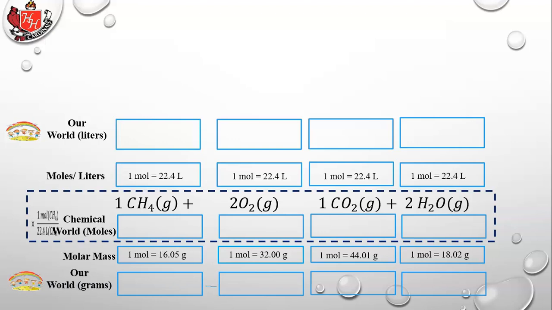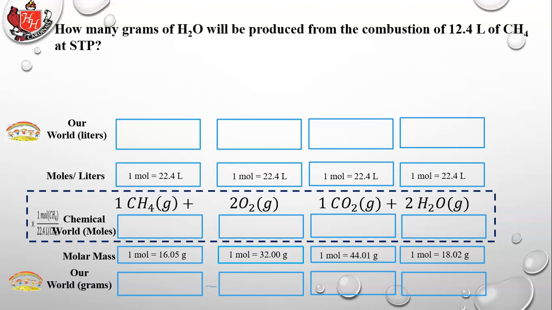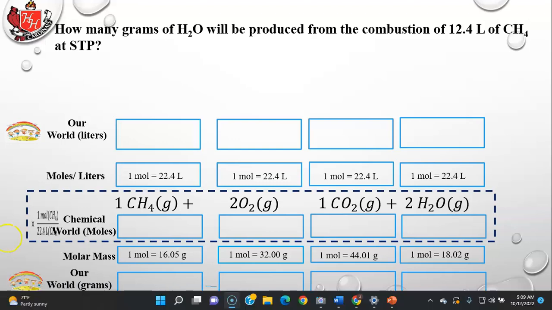So now we can go ahead and introduce a problem. How many grams of H2O will be produced from the combustion of 12.4 liters of CH4 at STP?